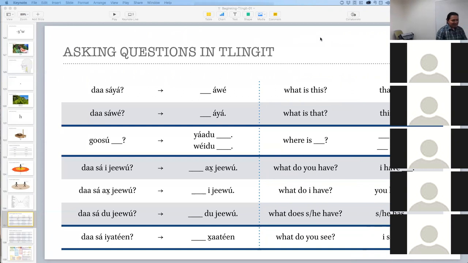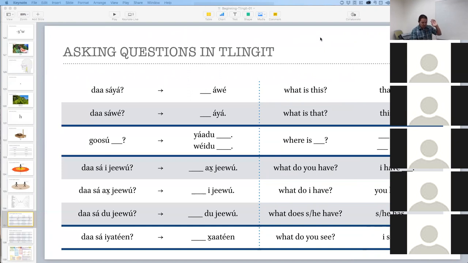So this lists the questions that are kind of in the first two chapters of the beginning Tlingit workbook. So really, it's just, as we get into this sort of question and answer drill, what beginning Tlingit does is just, what's this? That is. What's that? This is, right?